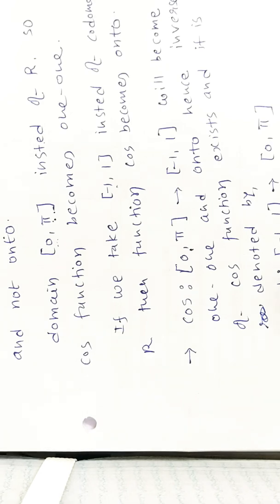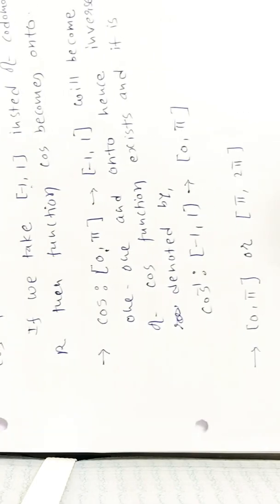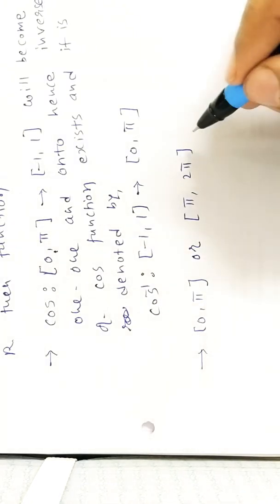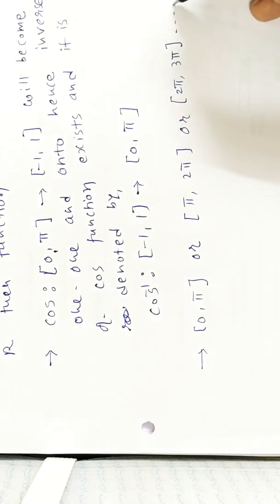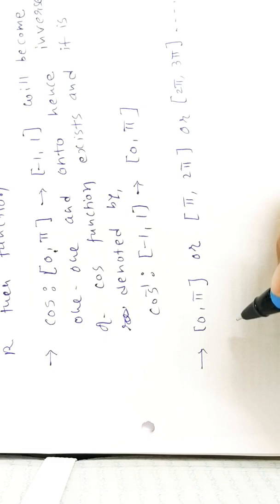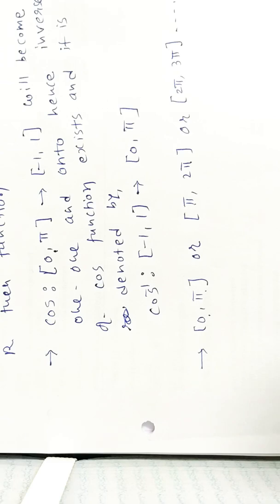This is the main or principal value of cos inverse x. We can take the domain 0 to pi, or pi to 2 pi, or 2 pi to 3 pi. In all the mentioned intervals, 0 to pi, pi to 2 pi, 2 pi to 3 pi, cos becomes one-one and onto.